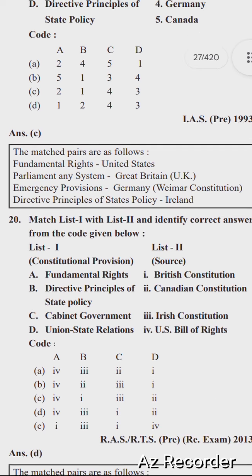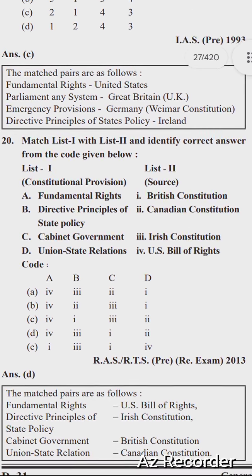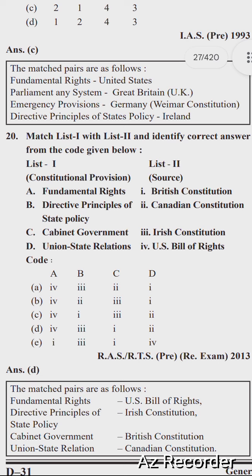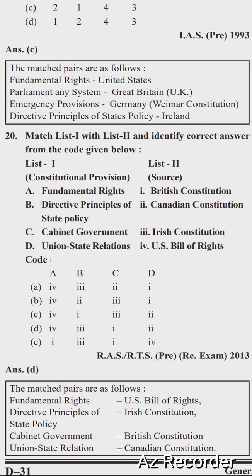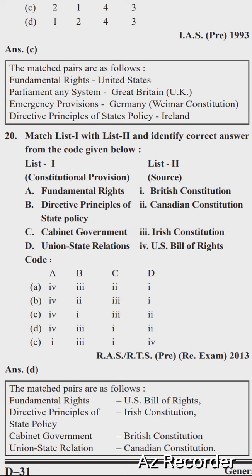Next, match list 1 and list 2 and identify the correct answer from the codes given below. Constitutional provisions and source: fundamental rights, British Constitution; directive principle of state policy, Canadian Constitution; cabinet government, Irish Constitution; Union State Relations, US Bill of Rights. So right option is option number D.